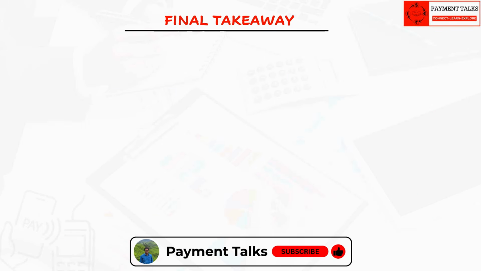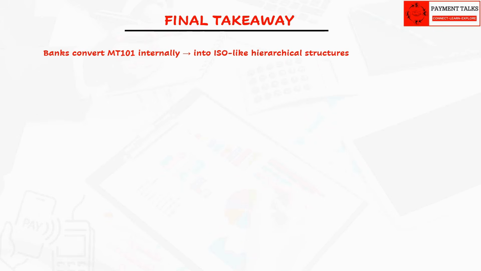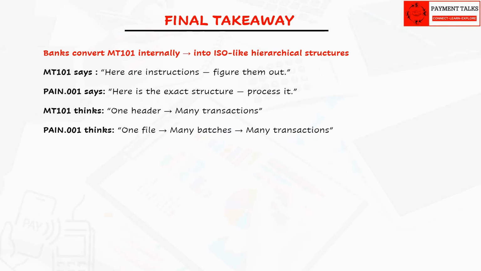One important observation is that most banks today convert MT101 internally into ISO-like hierarchical structures anyway, which tells us that PAIN.001 reflects how banks actually process payments today, while MT101 reflects how payments were processed decades ago. Final takeaway is that MT101 is structurally flat and interpretation based, while PAIN.001 is hierarchical and explicitly modeled.